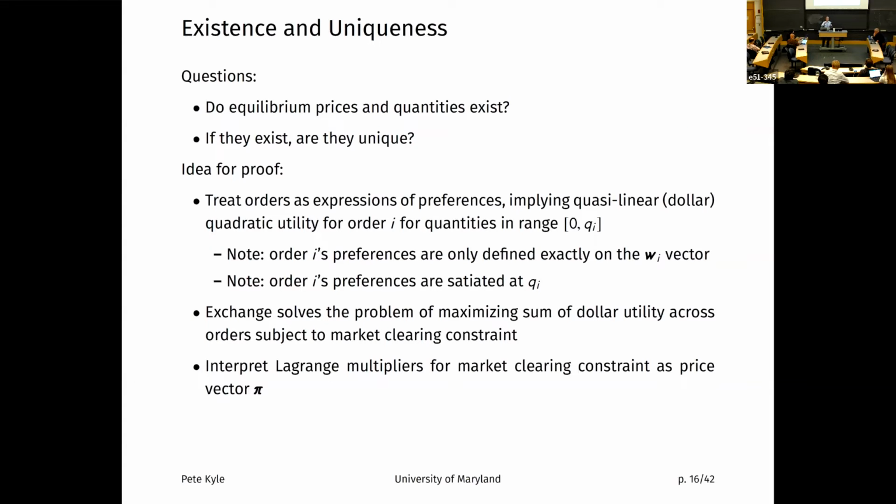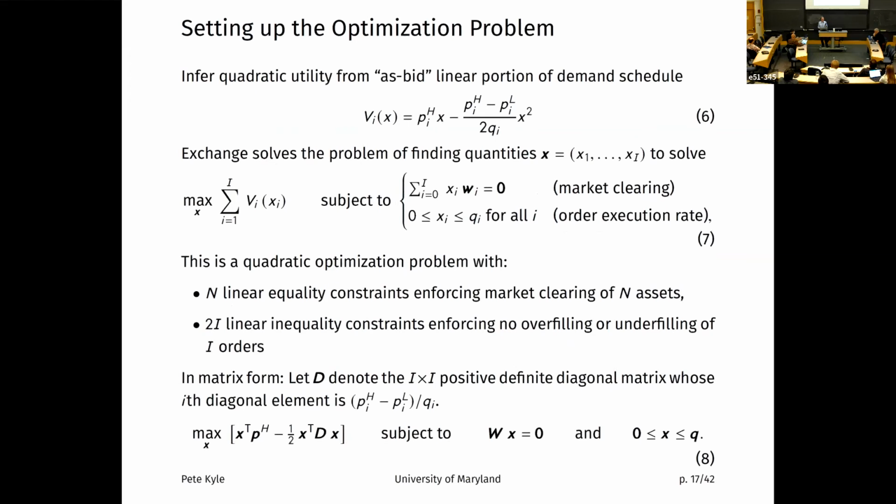We're going to pretend like these orders came from some preferences. And then we're going to attribute to each order a utility function. And then we're going to look at the optimization problem of maximizing the sum of the utilities across all the traders in the market. And if we can solve that maximization problem, we're going to interpret the Lagrange multipliers associated with that maximization problem as the market clearing prices. So it turns out that strategy works quite nicely. And the next slide explains why it is so nice.